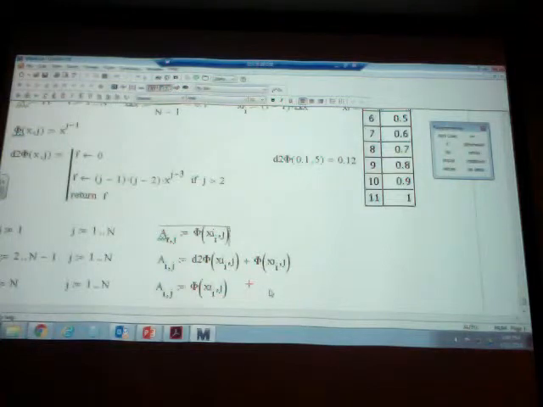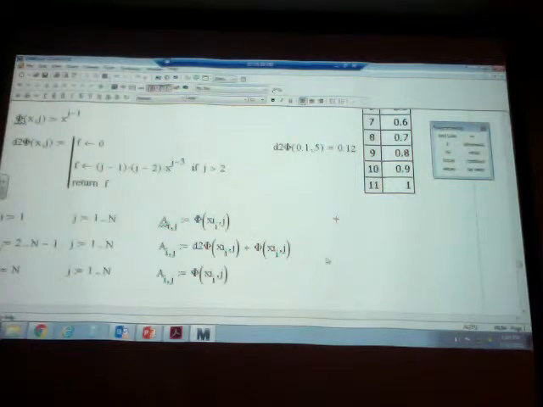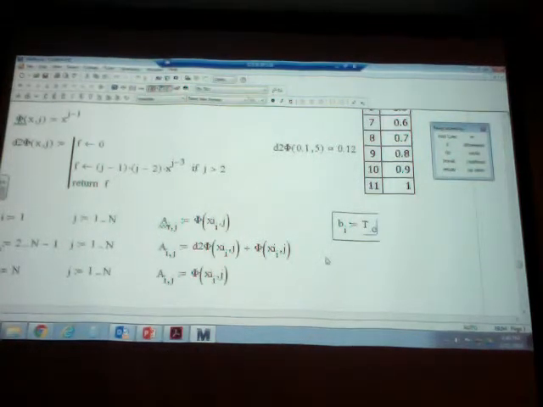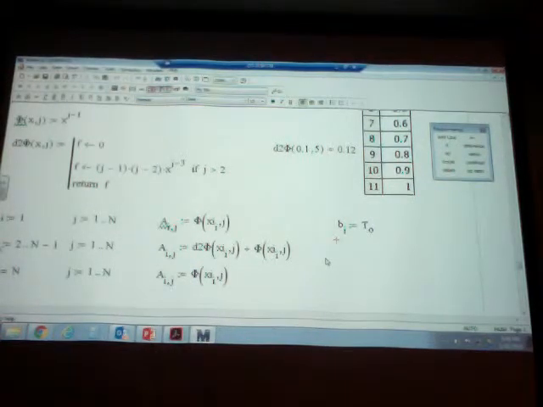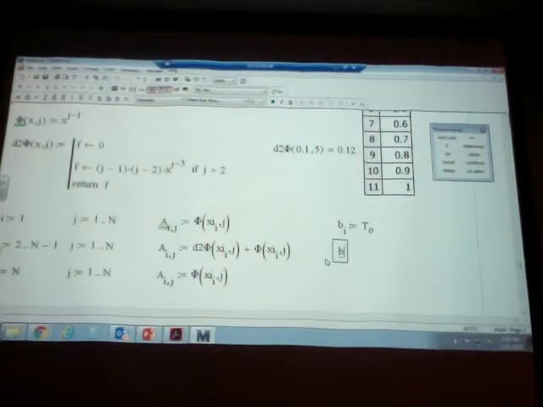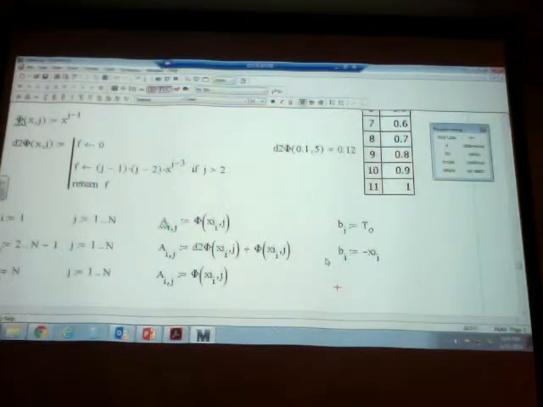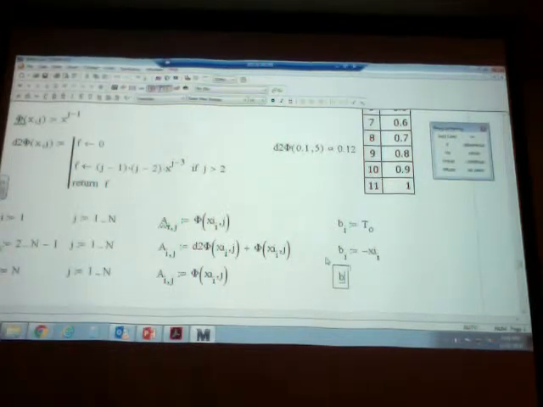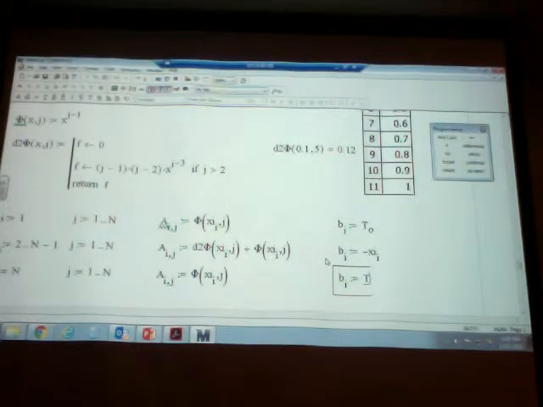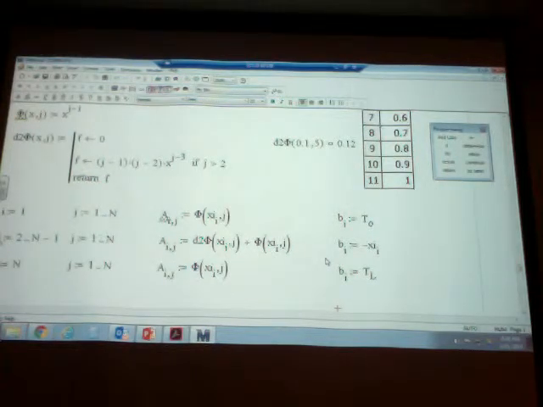So we need to populate the right-hand side vector as well. And the right-hand side vector, we're going to say B(i). B1 is equal to T0, right? The first element of the right-hand side vector is T0. The second element, or the rest of the elements, B(i) is equal to minus xi(i). And the last element goes here. Try to line it up because remember these interpret from left to right.